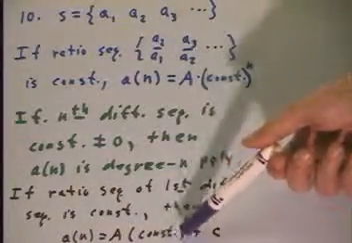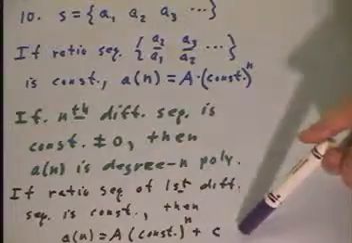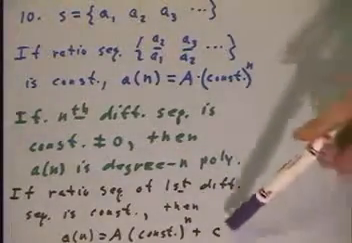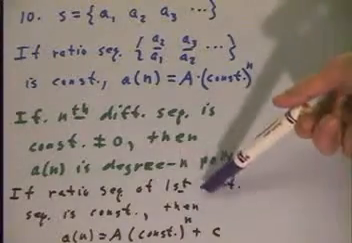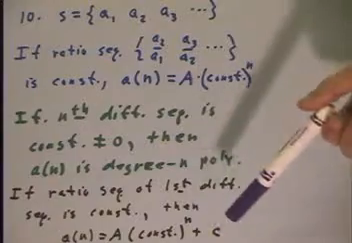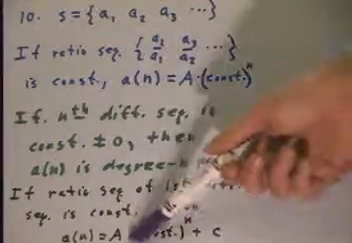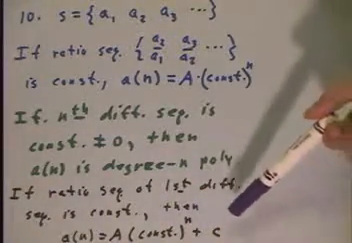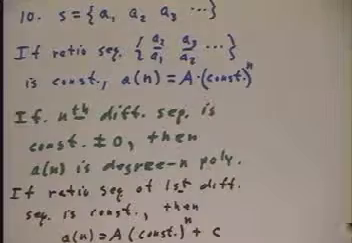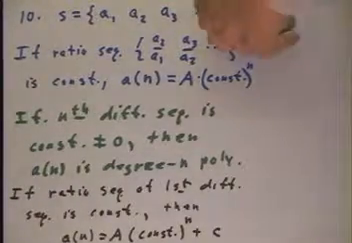If the ratio of the first difference of the sequence is constant, then a of n is a times that constant to the n plus c, some c. And the c is what comes out of the fact that we have to do the first difference before we do the ratio. If we have a sequence generated by something like this, when we subtract the members, the c essentially subtracts off and we're left with something that we can model with an exponential.